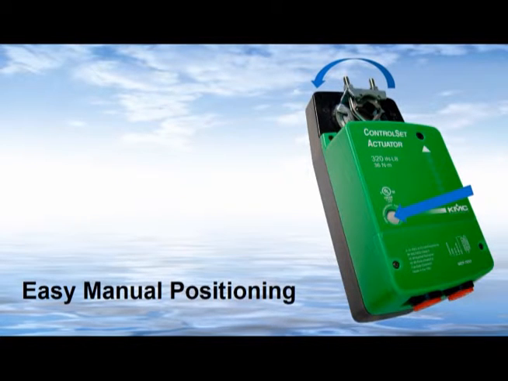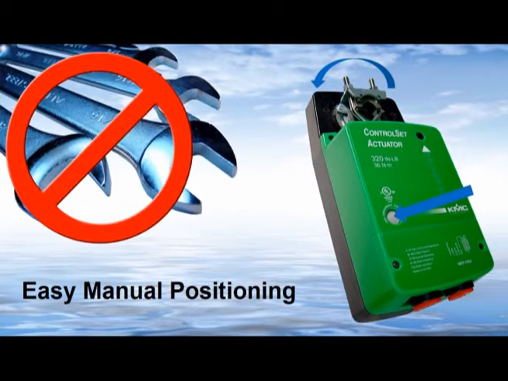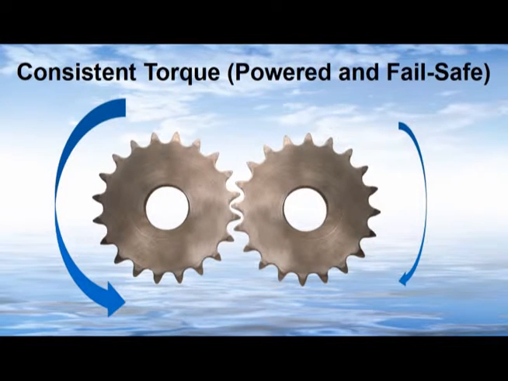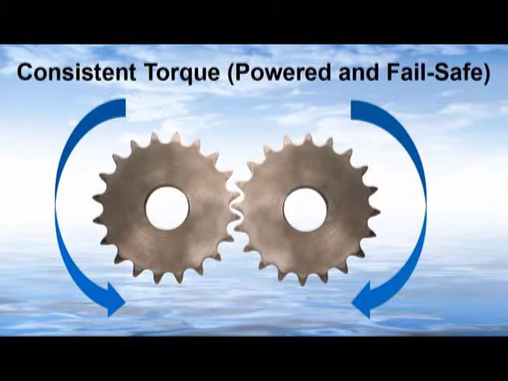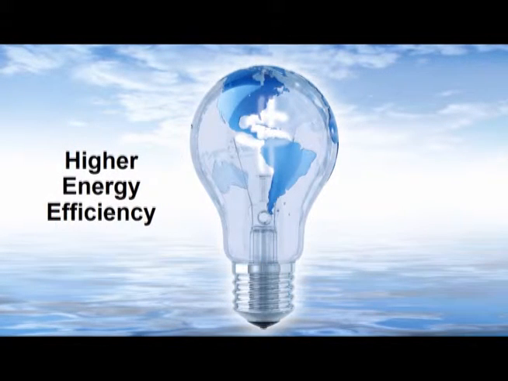Spring returns, on the other hand, usually require a wrench to manually wind the shaft into position, if manual positioning is available at all. Spring returns typically drive much faster and with excessive torque during fail-safe mode, potentially damaging equipment, but capacitor-driven actuators provide consistent torque during fail-safe as well as powered modes. Although they have higher peak initialization currents, capacitor-driven actuators provide overall higher energy efficiency.